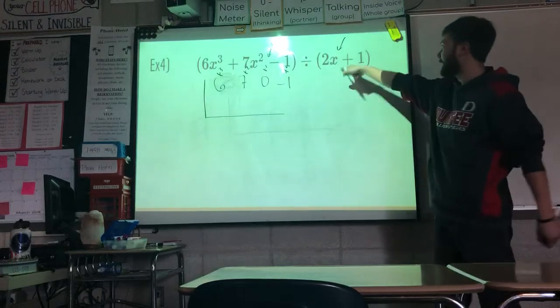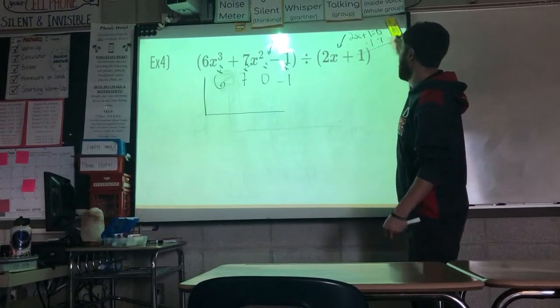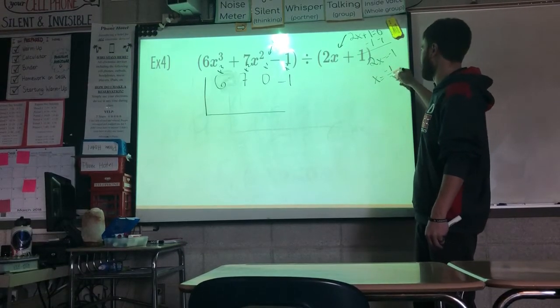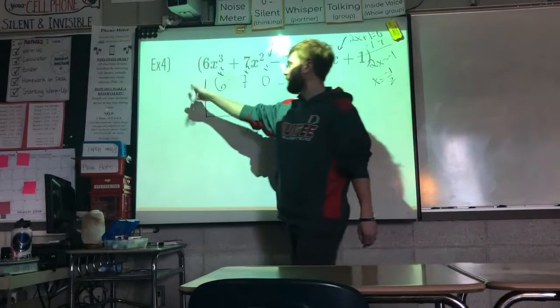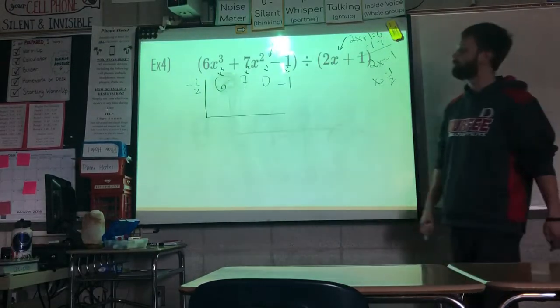Okay, and then I'm looking at this. When does that equal 0? Subtract 1, get 2x equals negative 1, which means x equals negative 1/2. So now this is what I'm going to write over here as my c, and let's find out if this is going to be a 0.